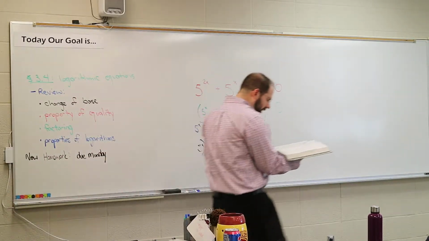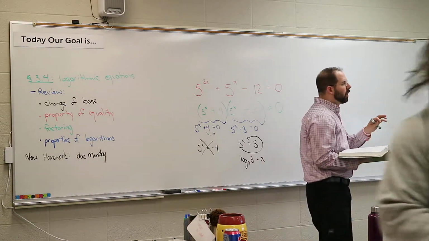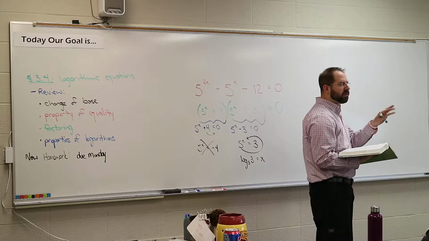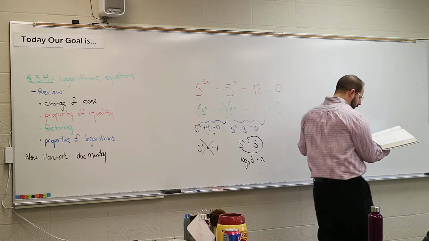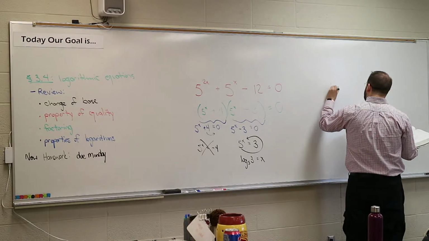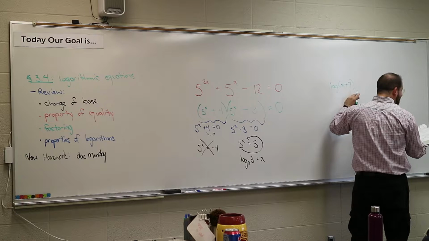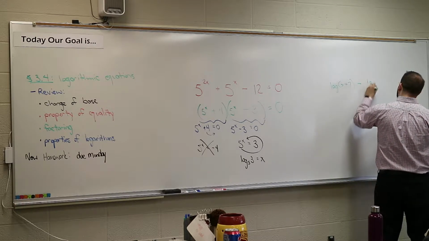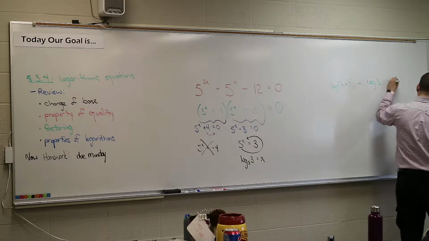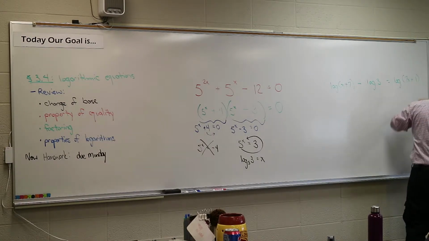Okay, last one. Now, here's my question. Do you want a problem with a number, or do you want a problem with only logarithms? Only logarithms. Okay, here we go. Number 82: log(x + 7) minus log 3 equals log(7x + 1).